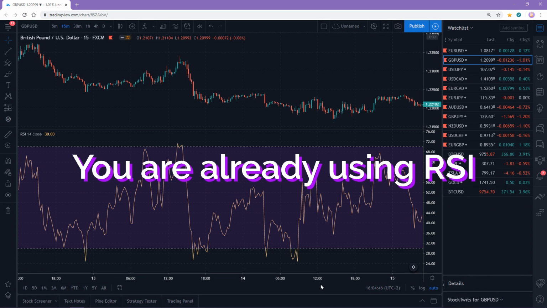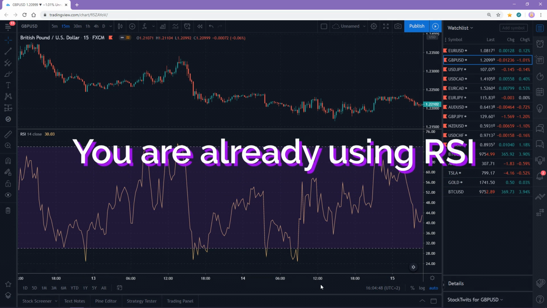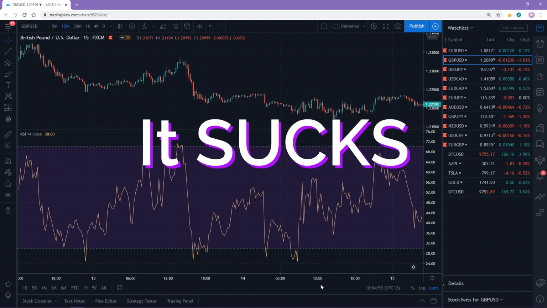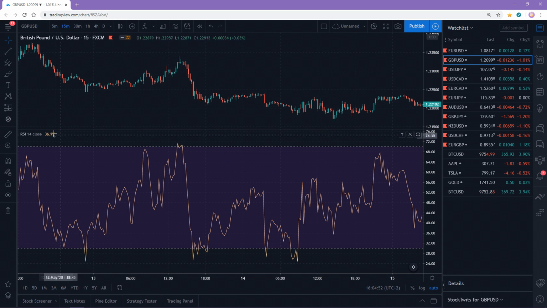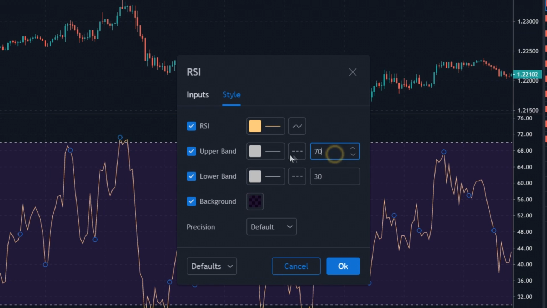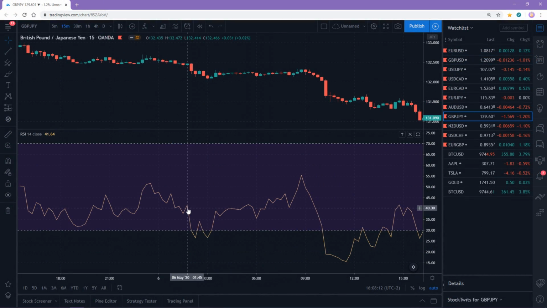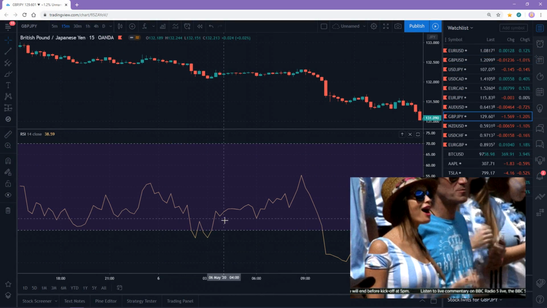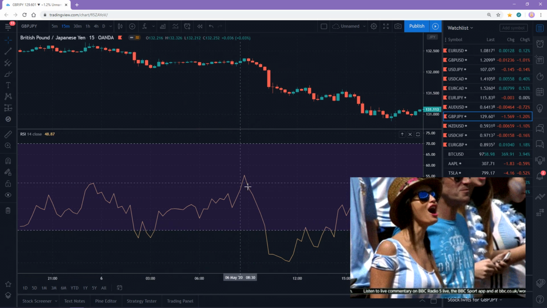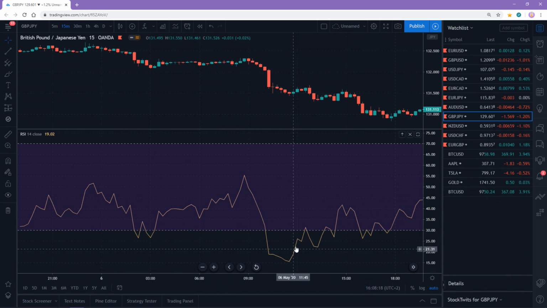I guess you're already using the RSI indicator, and let's be honest, it sucks. At least with the standard parameters, which are 70 for overbought and 30 for oversold levels. The problem is that you expect the price to bounce back from these levels, but it doesn't happen, and the RSI line can move inside the overbought or oversold zones for a long time.